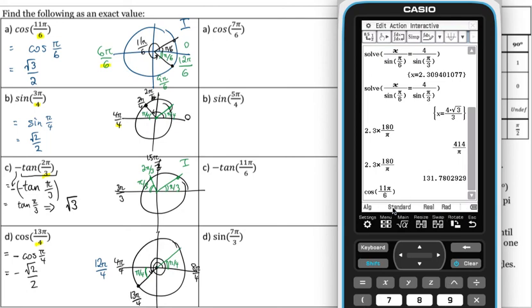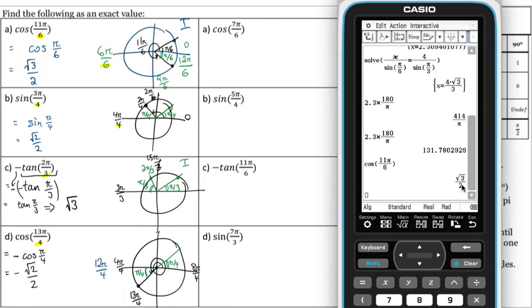And make sure you're going to go in standard because all of these are going to be exact value questions. So here we go, root 3 on 2. And you can use this manner to confirm all your answers.